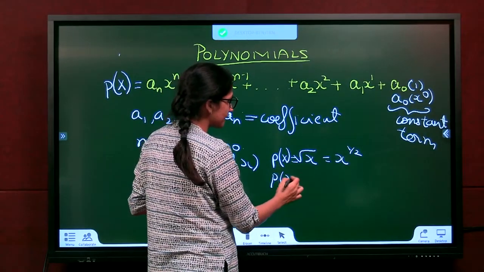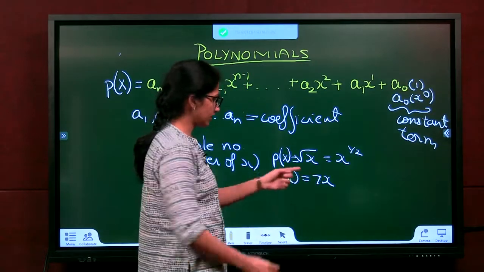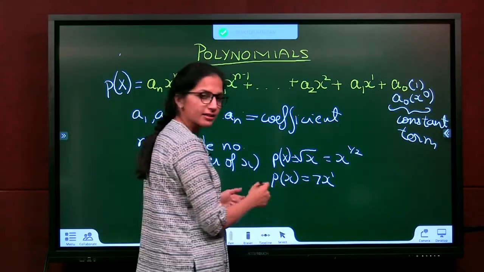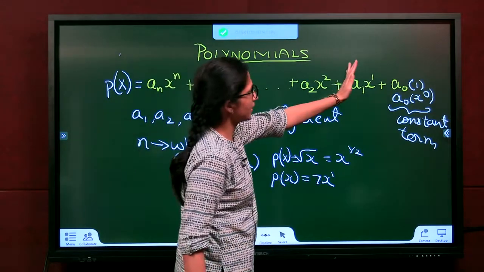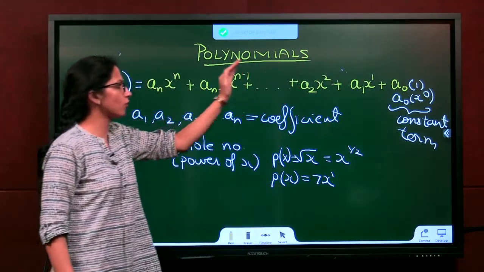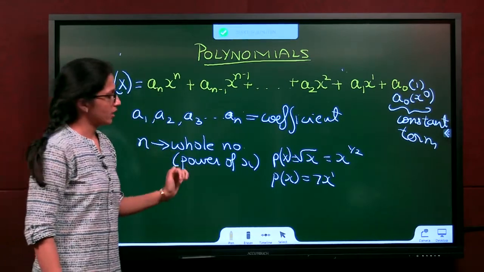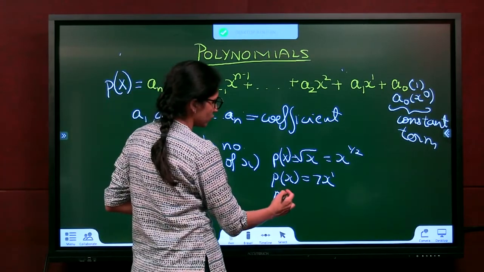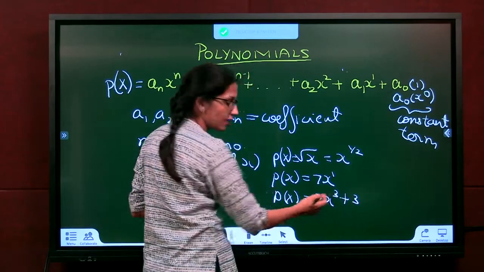Can I have p of x is equal to 7x? Yes, you can, because 7 is a number and x is x power 1. This is one term, it's made up of one term. So you're stopping right here. You can stop here, you can stop here, or you can go up to however many x powers you want. So 7x is valid. You can have p of x is equal to 7x cube plus 3, also valid.